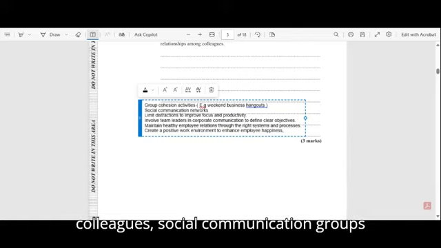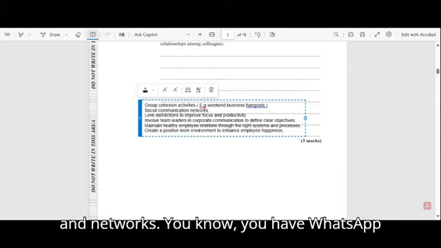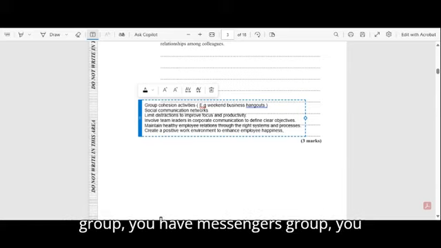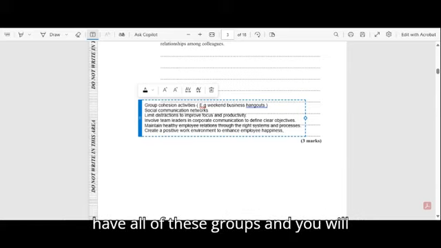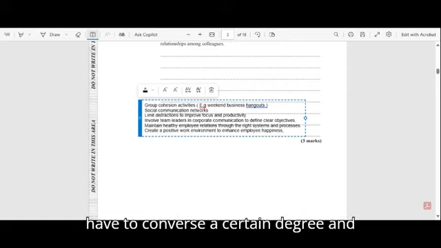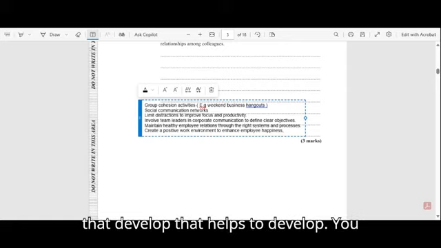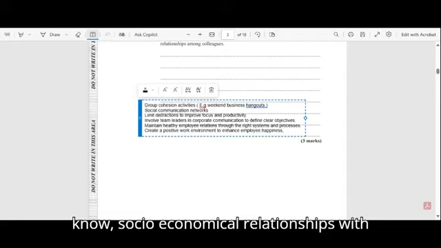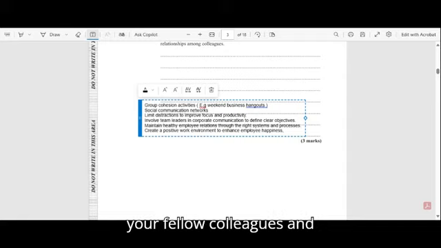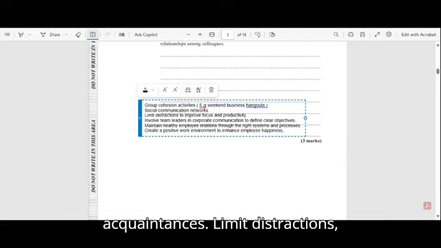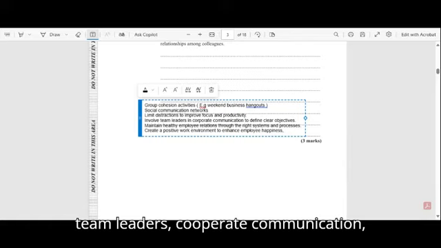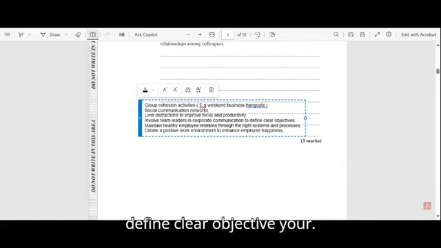Social communication, groups and networks. You have WhatsApp groups, Messenger groups, all of these groups, and you will have to converse to a certain degree, and that helps to develop socio-economic relationships with your fellow colleagues and acquaintances. Limit distractions to improve focus and productivity. Involve team leaders, cooperate communication, define clear objectives.